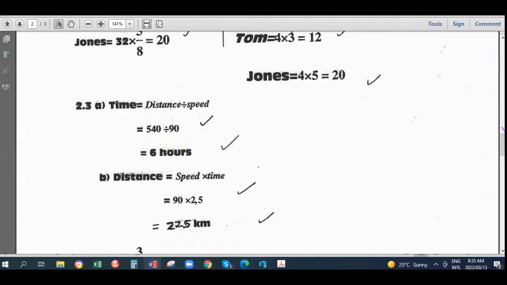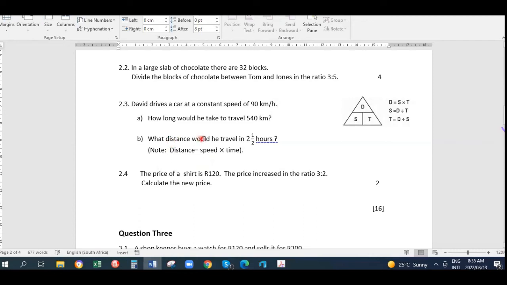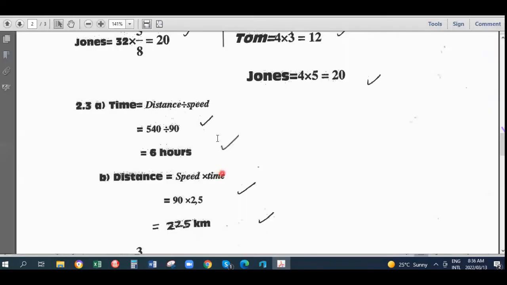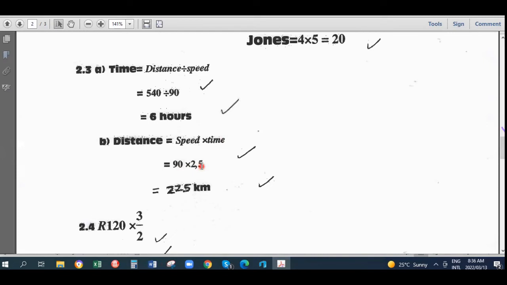Now the next one you had to work out was what distance would you travel in 2.5 hours? Here you're given the time. You still have the speed here. So we need to know what distance is going to be travelled. Distance is speed times time. So speed is 90 times 2.5 hours, which is 225 kilometers.